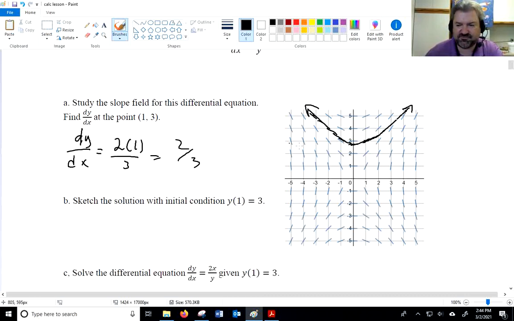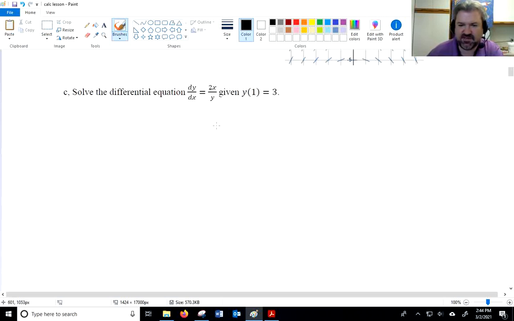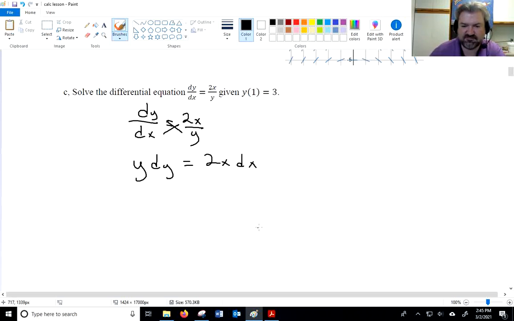Next, let's solve the differential equation given that y(1) equals 3. So now we're going to really hunt and find this answer. All right, so let's do separation of variables. We want to get the y with the dy and the x with the dx, and they have to be multiplying. Everything has to be multiplying or dividing. You can't have adding separating the two. So if I multiply both sides by y and dx, or do the cross product, this separates pretty simply. I'll write y times dy equals dx times 2x.